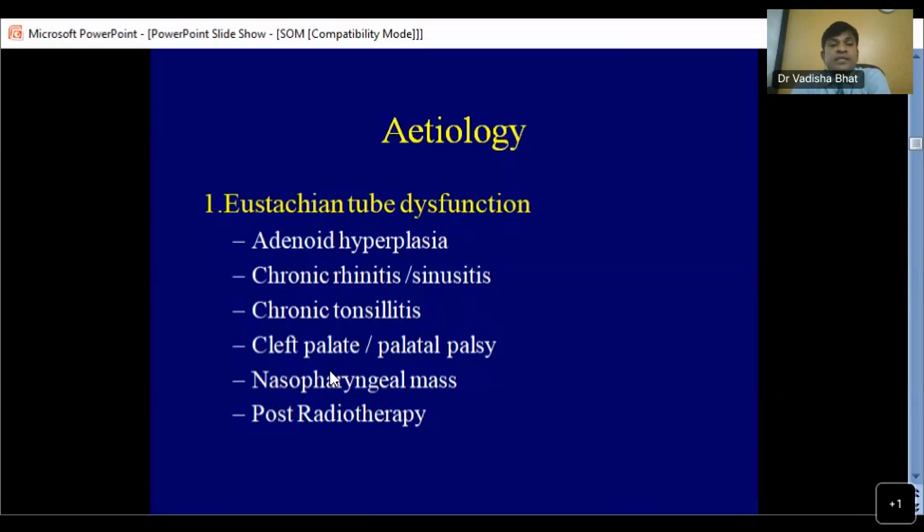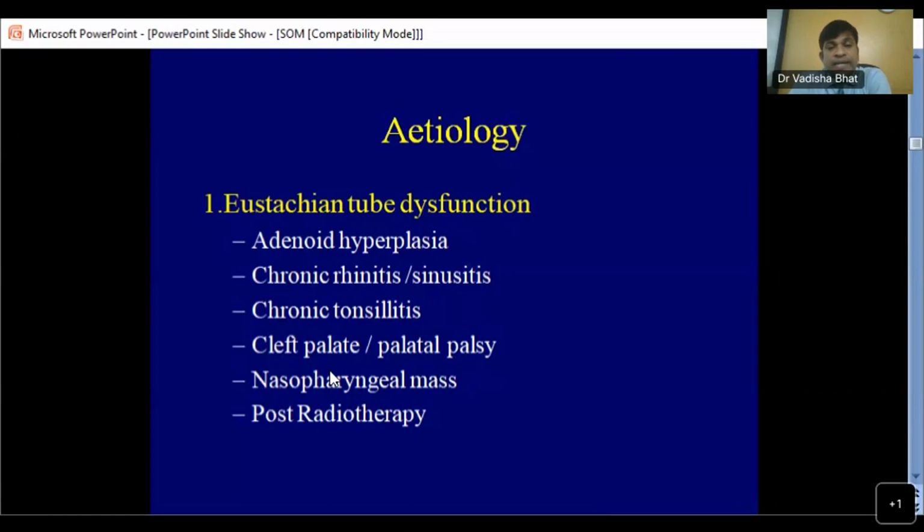How does rhinitis cause eustachian tube dysfunction? This is by the chronic postnasal discharge causing irritation and edema of the nasopharyngeal end of the eustachian tube. Chronic tonsillitis, again the same, causing nasopharyngitis leading to tubal dysfunction.